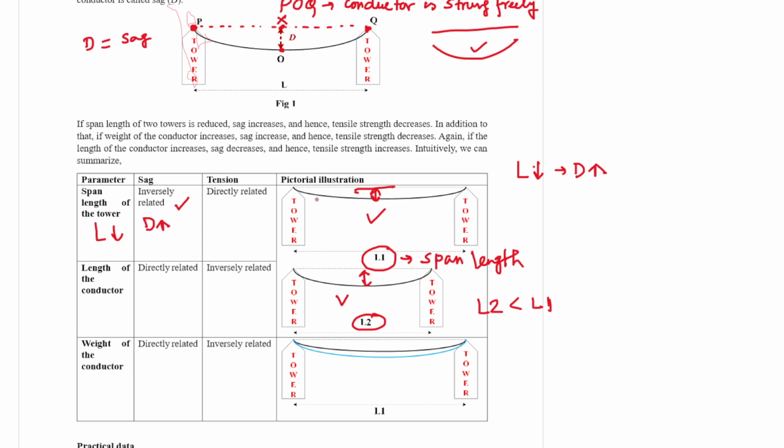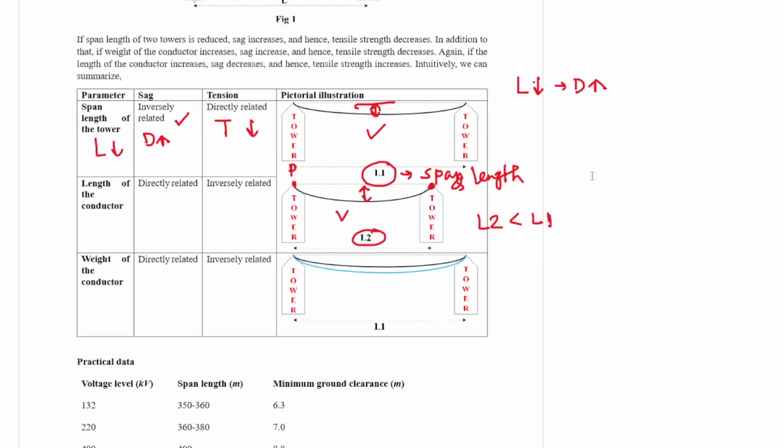As a result, if sag is reduced, then the tension at these two points, point P and point Q, will be less. So the tension acting on the two points is directly related to span length. That means if span length reduces, then tension also reduces. This we can understand intuitively: with respect to span length, sag is inversely related and tension is directly related.